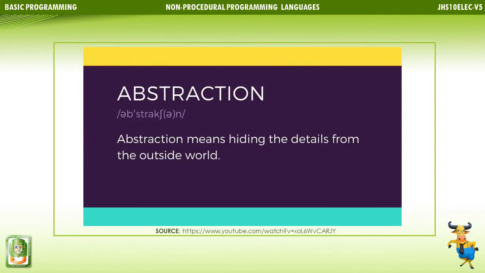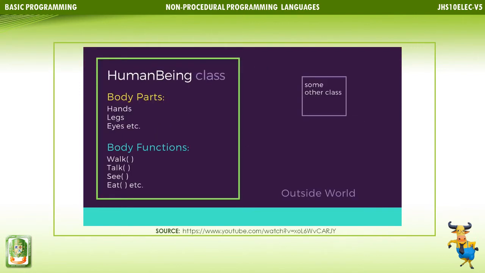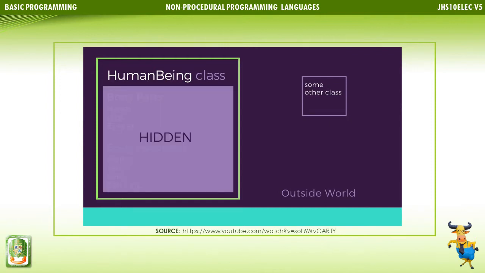Next is the concept of abstraction. Abstraction means showcasing only the required things to the outside world while hiding the details. Continuing our example, human beings can talk, walk, hear, eat, but the details are hidden from the outside world. We can take our skin as the abstraction factor in our case, hiding the inside mechanism from the outside world.